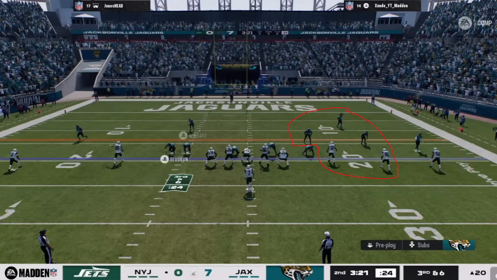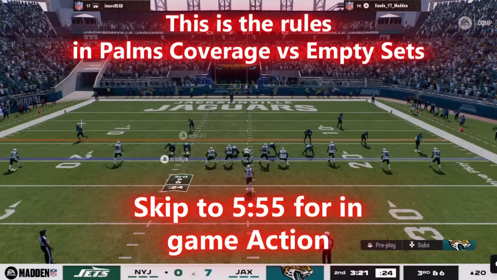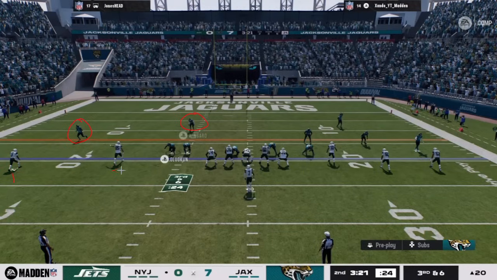Now, the concept is our corner and our safety are both on a 2-1 read. This guy's route dictates who we are going to play. If he runs a vertical route, let's say we get a route combination like this, I'm reading 2. Is 2 running a vertical route? Yes, he is. Then I man that route man to man.